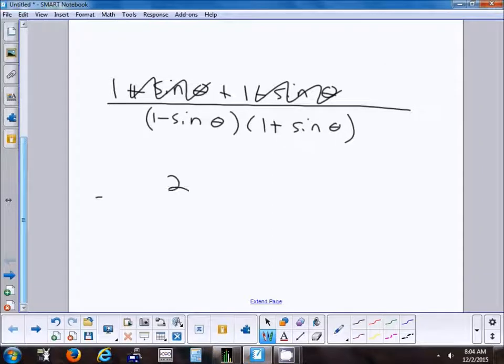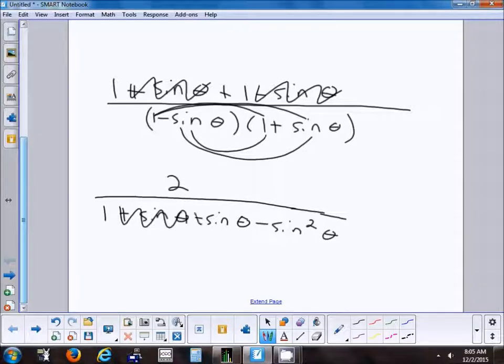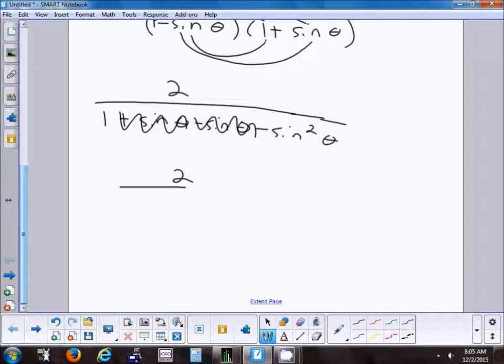So we get 2 divided by, and now we'll FOIL what's in the bottom. 1 times 1, 1 times sine, 1 times negative sine, and lastly, negative sine times positive sine. Well, a negative times a positive is a negative, and sine times sine is sine squared theta. Again, we get this plus sine minus sine. That cancels out, and we're left with 2 divided by 1 minus sine squared.